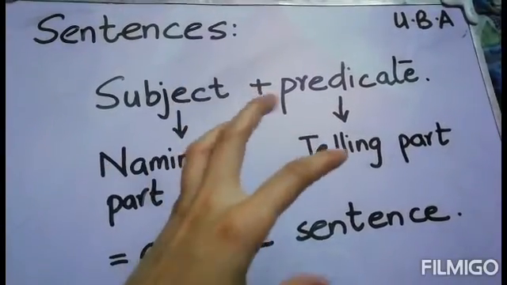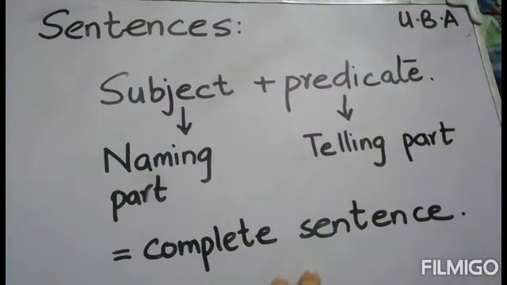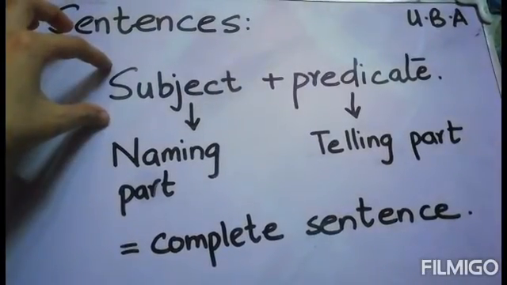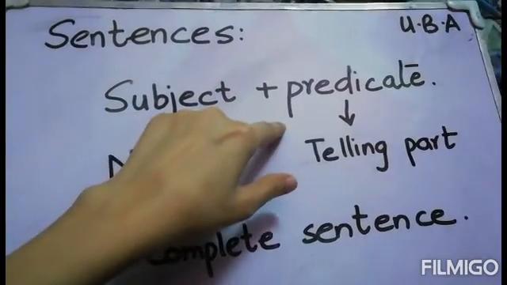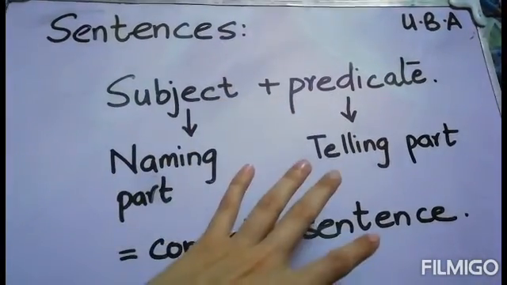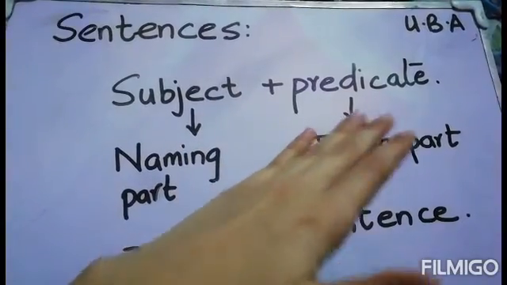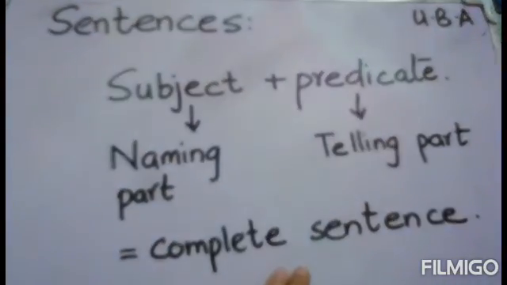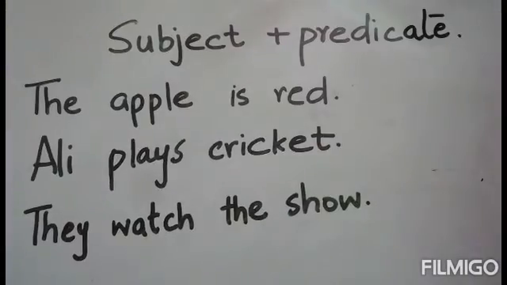Subject and predicate together make a complete sentence. Subject is basically the naming part and predicate is basically the telling part, and this subject and the predicate together make a complete sentence. Let's look at some examples.